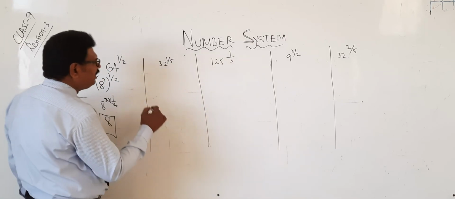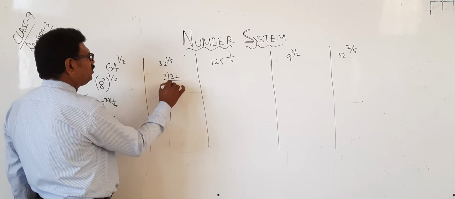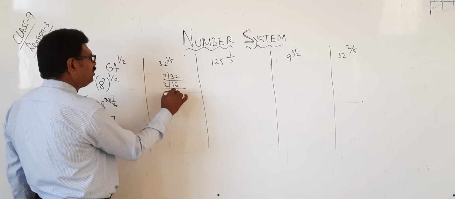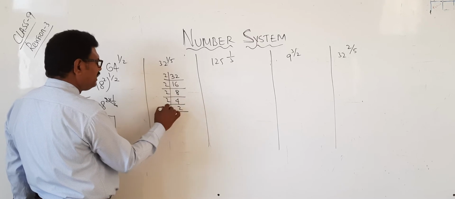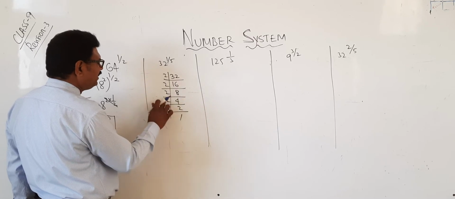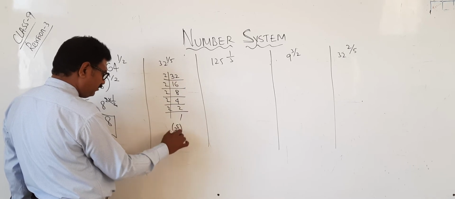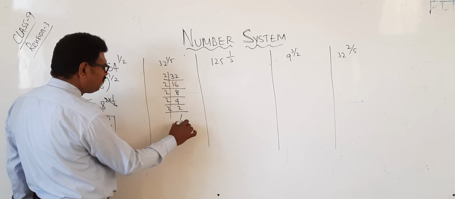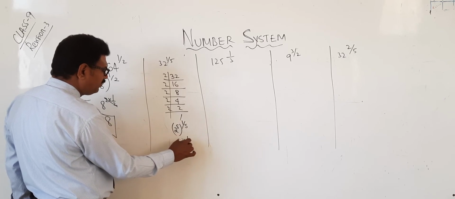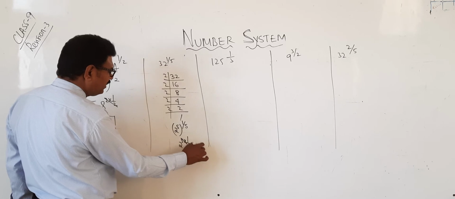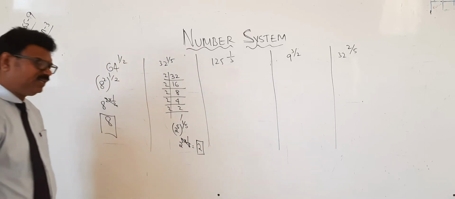If for example you don't know, you can do it like this. 2 1 ja, 2 16 ja, 2 8 ja, 2 4 ja, 2 2 ja, 2 1 ja. That means 1 2 3 4 5. So 2 to the power of 5 whole to the power of 1 by 5. Therefore 2 to the power of 5 into 1 by 5, 5 cancel. What is the answer? Answer is 2. Very simple problems. Right. Next.